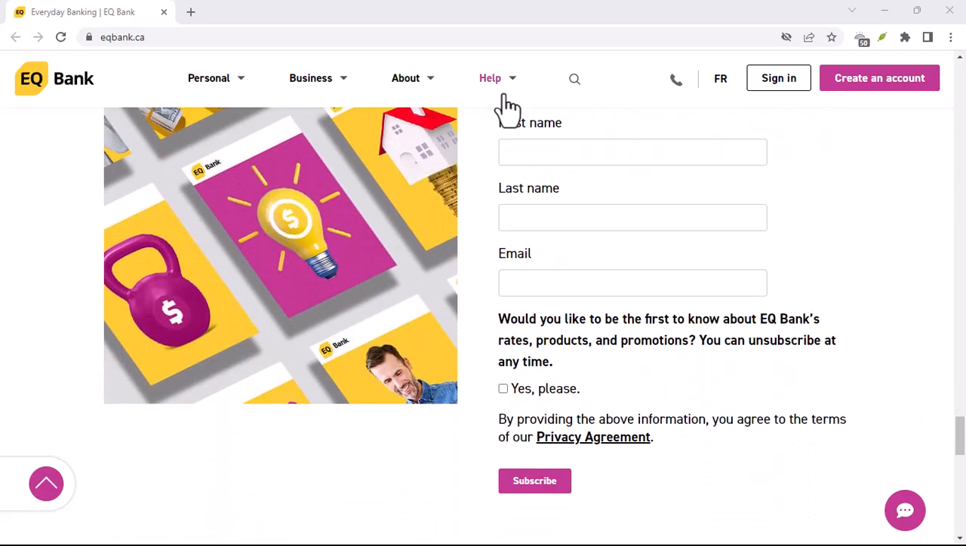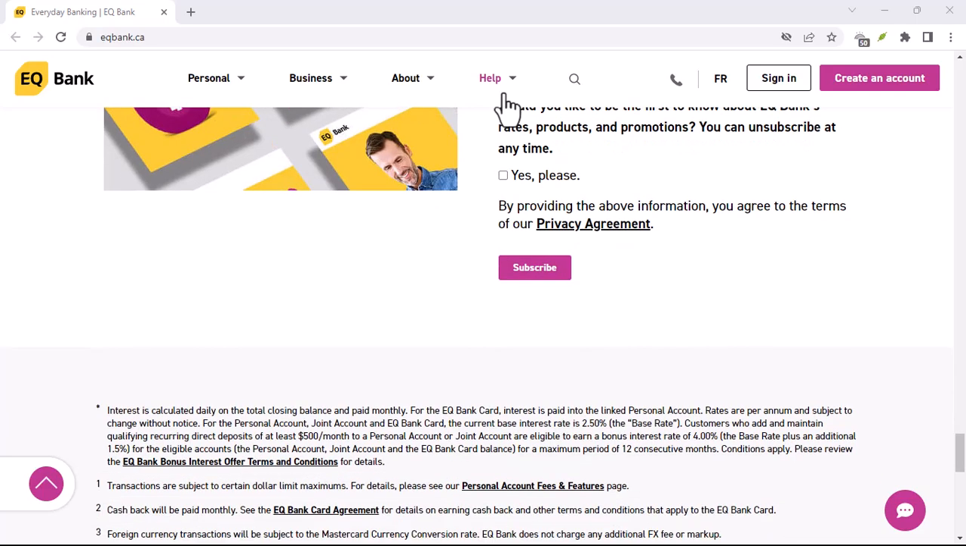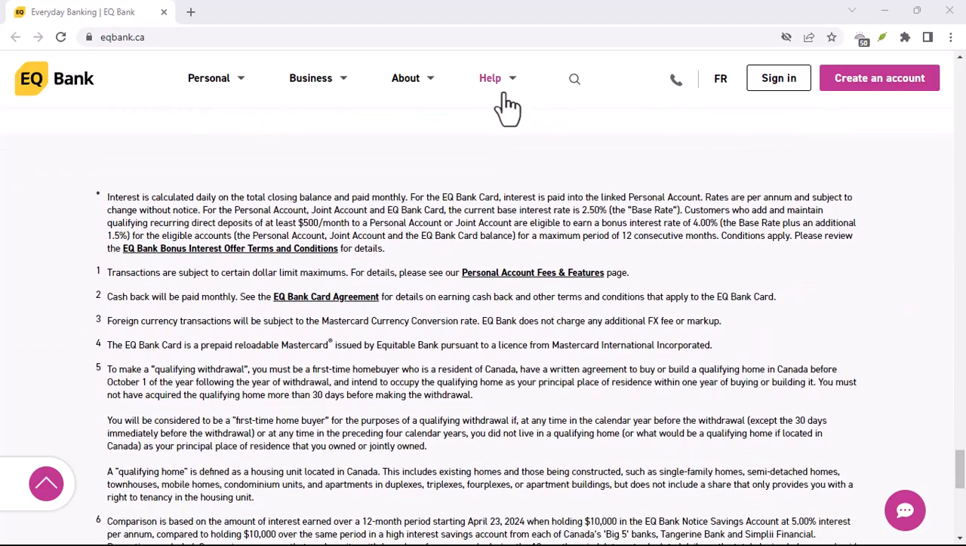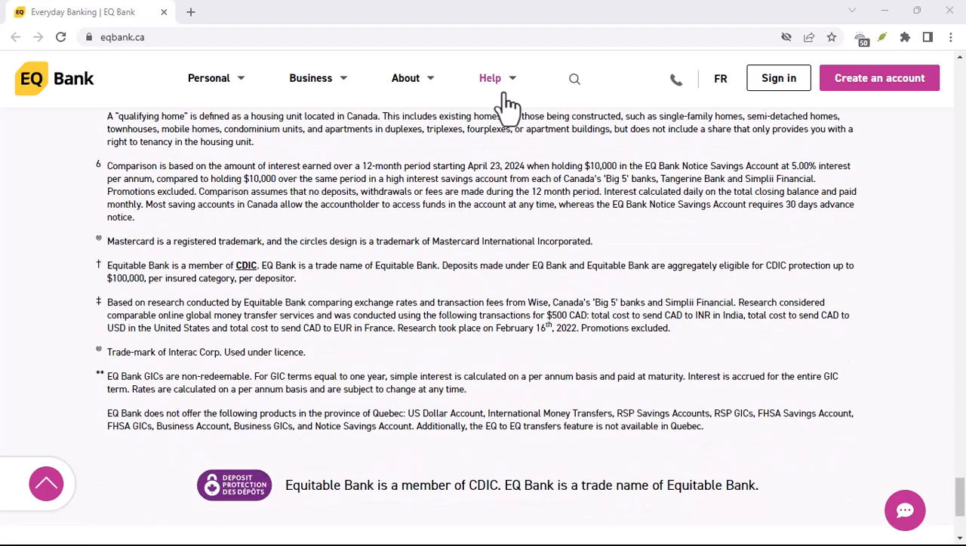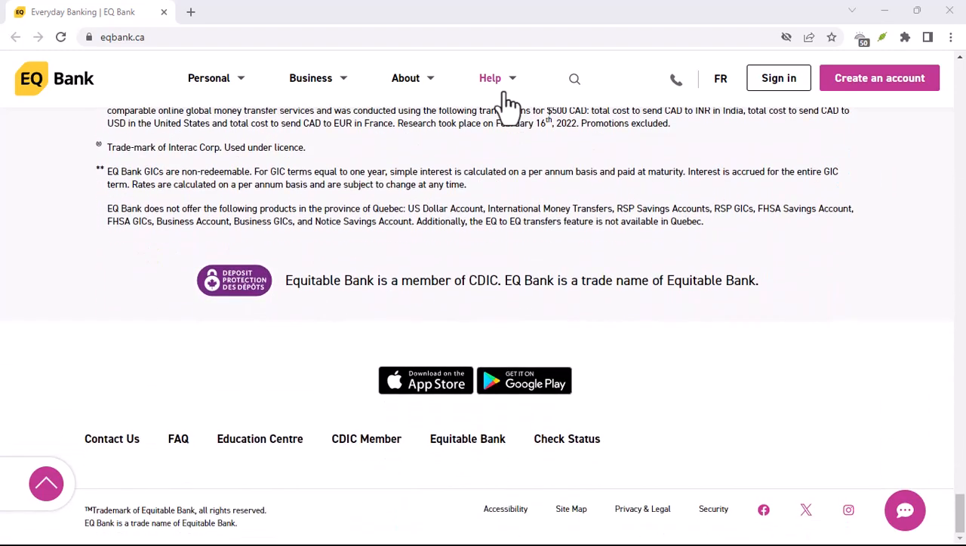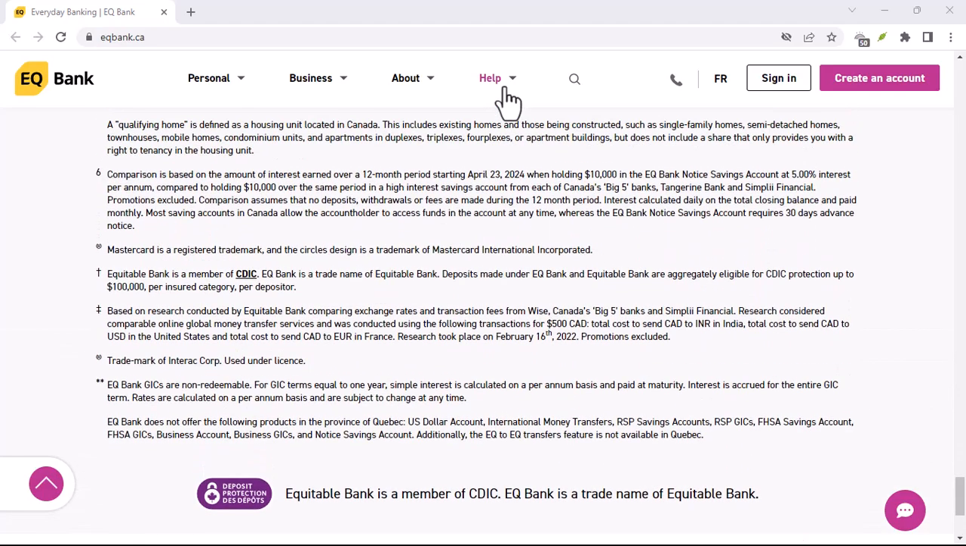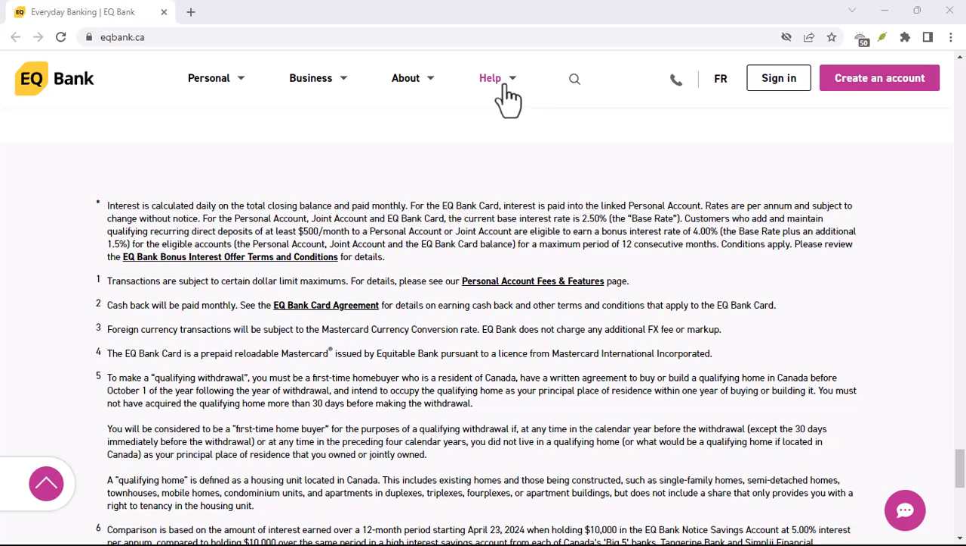The first step is to log into your EQ Bank account. Once you're in, navigate to the Send Money section. Within this section, you'll find the option for bank draft. It might be labeled slightly differently, so look for anything relating to certified checks or official bank drafts.